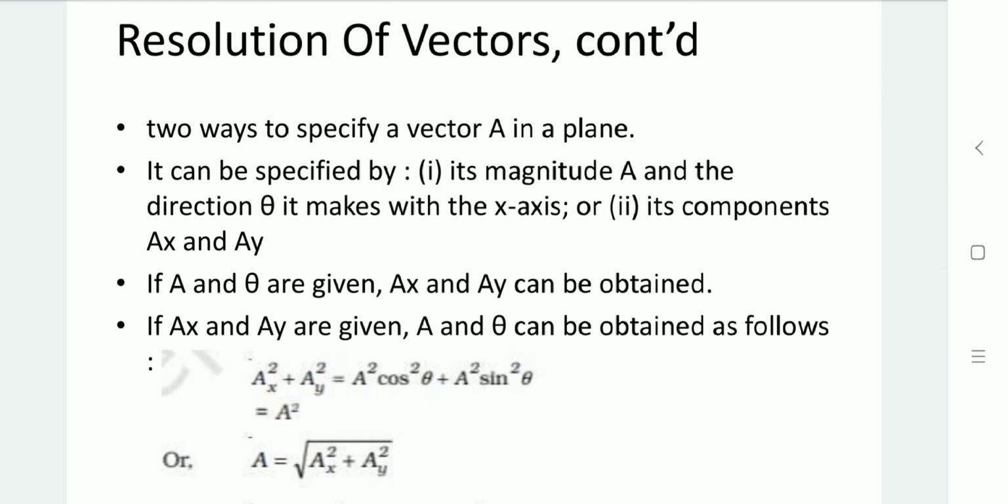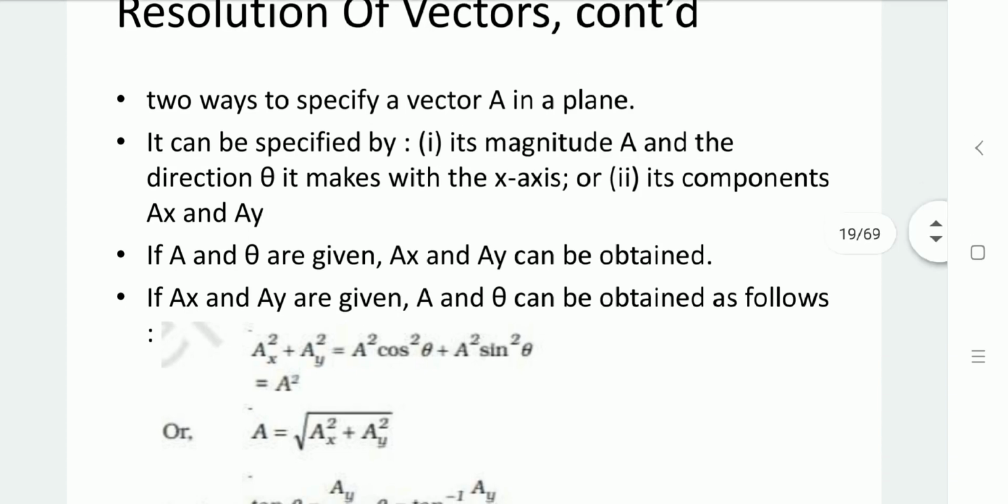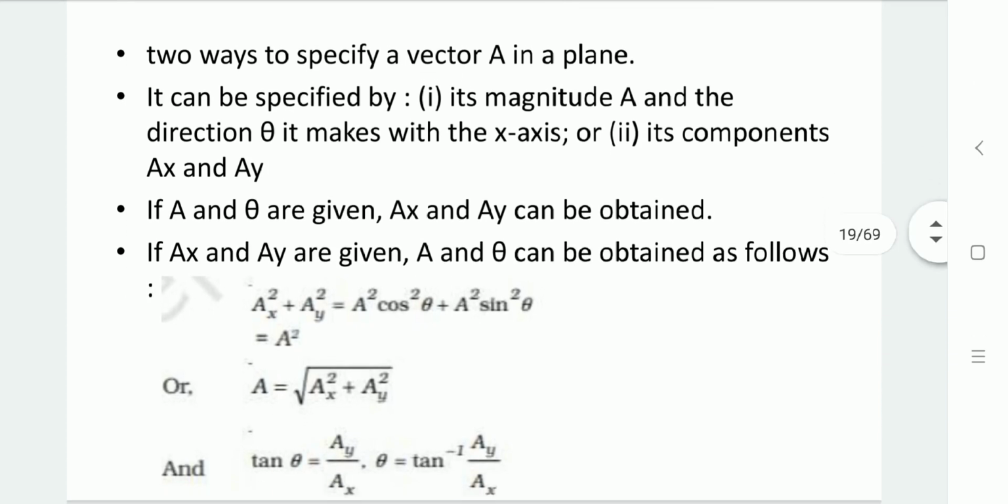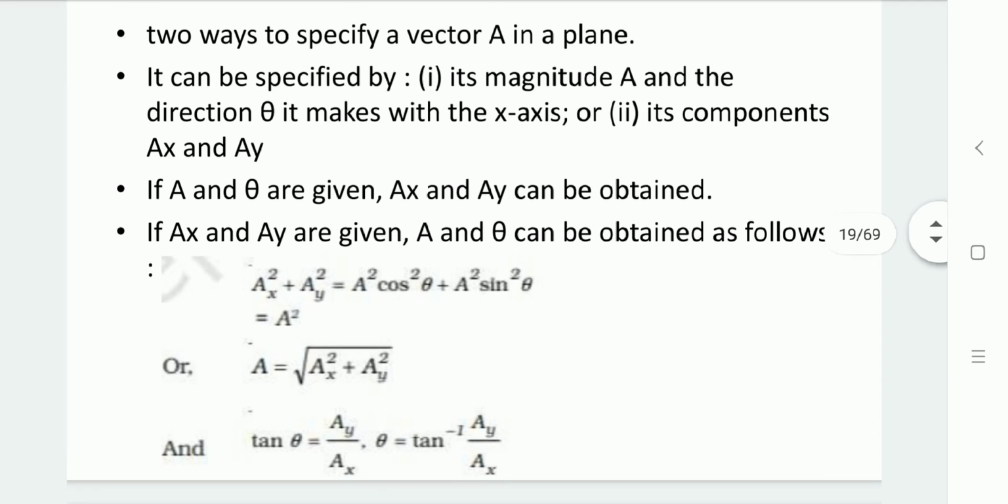Now, here we have two ways to specify a vector A in a plane, that is in terms of magnitude A and the direction theta with reference to the x-axis, and its components A_x and A_y. So if A and theta are given, then we can determine A_x and A_y, the components of vector A. And if A_x and A_y are given, from those values also we can represent vector A.